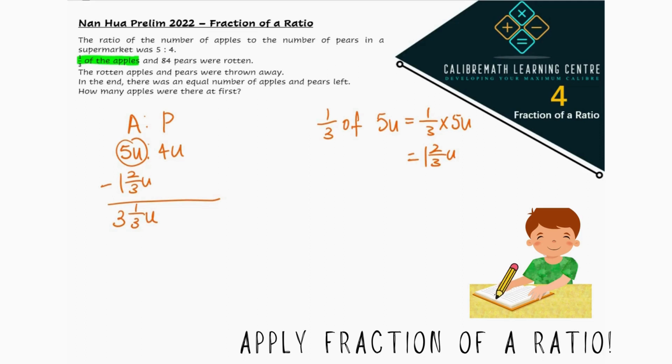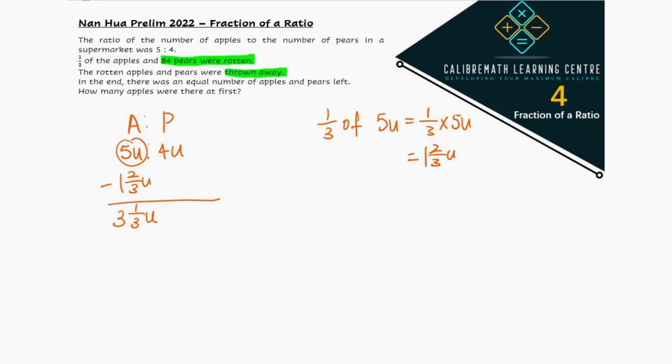Now, we were also given the information that 84 pears were rotten and thrown away. So we can indicate that in our ratio as well by writing minus 84. The last information that we're given is that in the end, there was an equal number of pears and apples left. As you can see, the apples are left with 3 1/3 units, so the pears will also be left with 3 1/3 units.